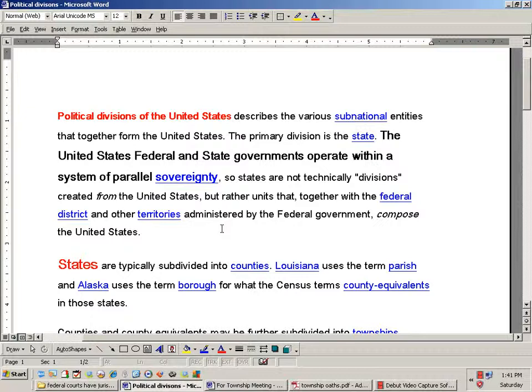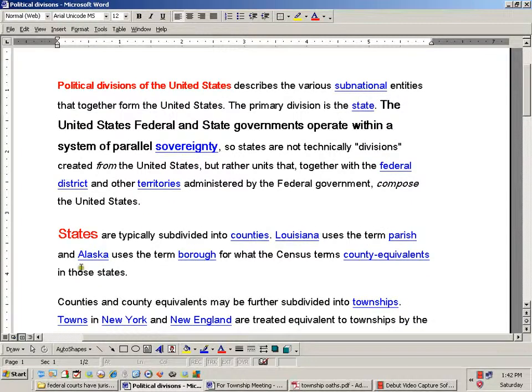The United States federal and state governments operate within the system of parallel sovereignty. Okay, so the states have sovereignty, and so do the United States federal. So you have sovereignty because you are a United State. So the states are not technically divisions created from the United States, but rather units that together with the federal district and other territories administered by the federal government compose the United States. So you and all the territory compose the United States, if it's in a federal district or other territories.